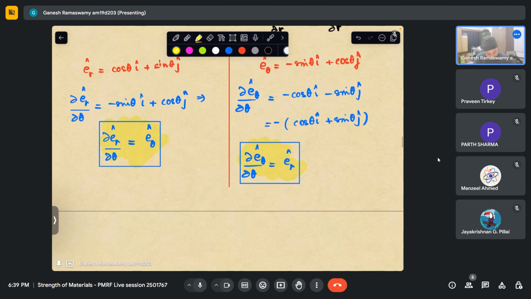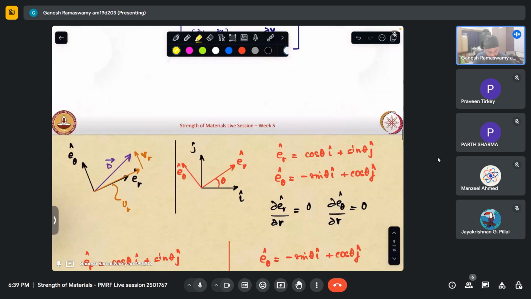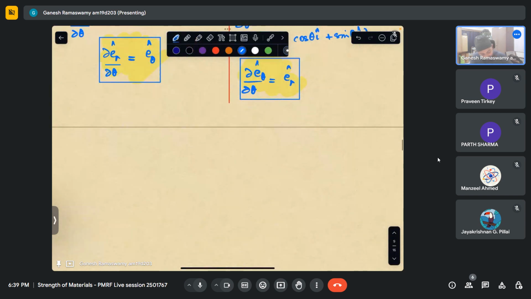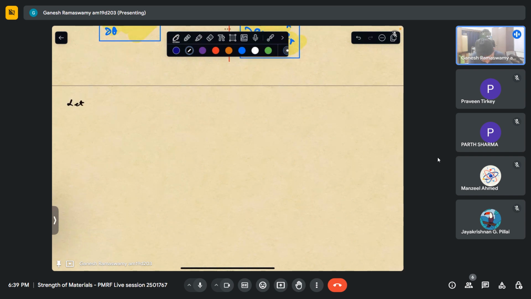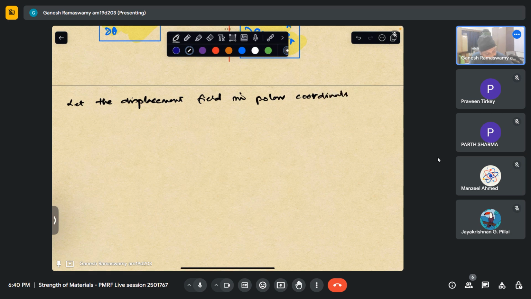So far, so good. Now, what we did earlier, now let the displacement field in polar coordinates be given by, I'll say d. Let us take the same symbol, only let this be u_r e_r cap plus u_theta e_theta cap, or let me say v.